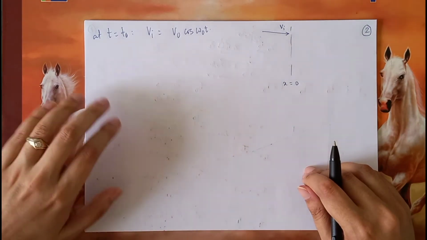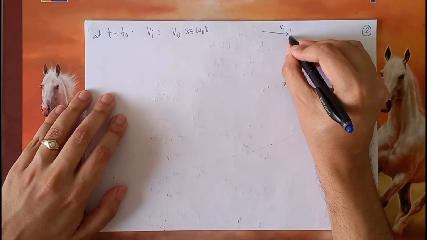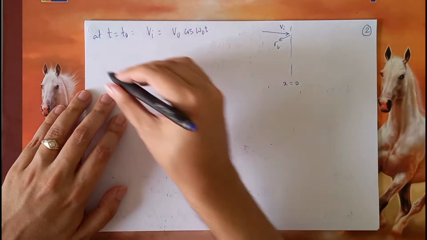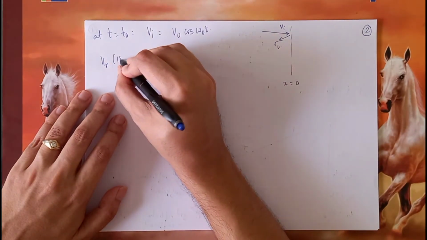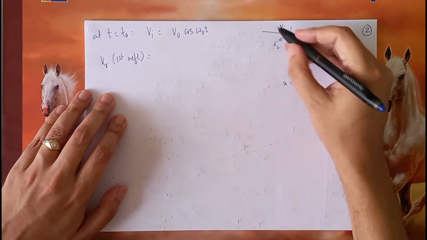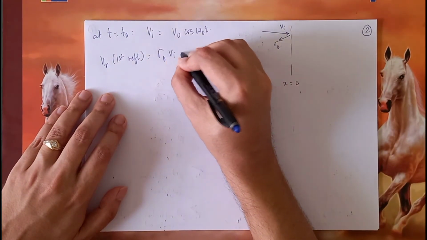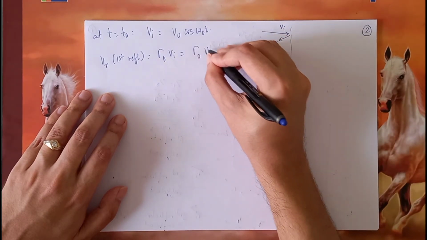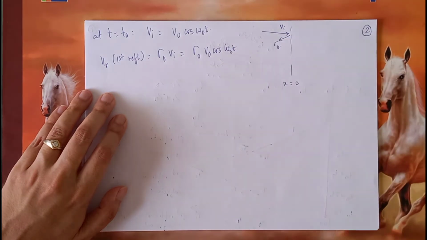So what will be the first reflection, the first reflected wave? The first reflection coefficient, as you know, is gamma 0. Then I can say Vr due to the first reflection will be gamma 0 times Vi, which is gamma 0 V0 cos omega 0 t.